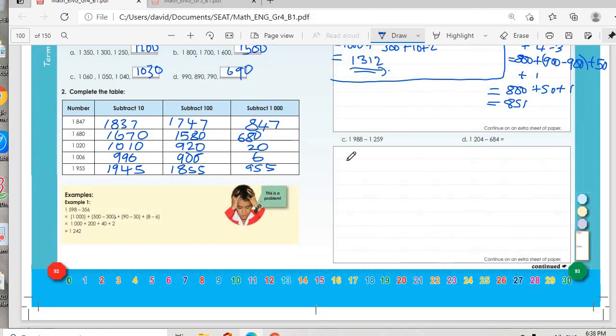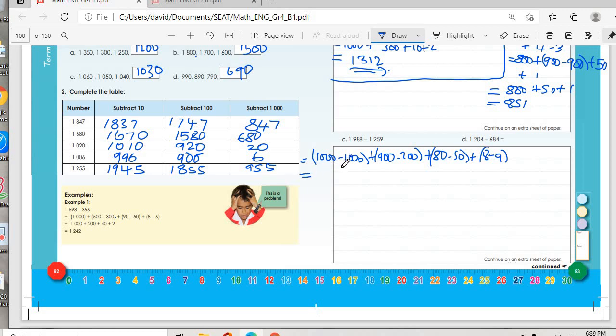Then we move on to C. At C, we are going to say 1000 minus 1000 plus 900 minus 200 plus 80 minus 50 plus 8 minus 9. So that's what we have there.